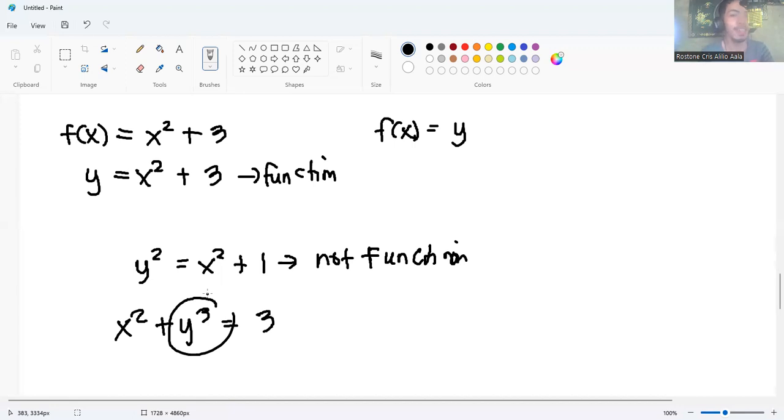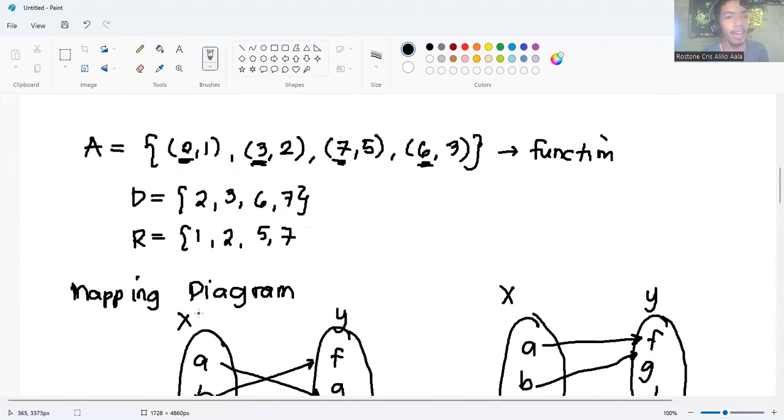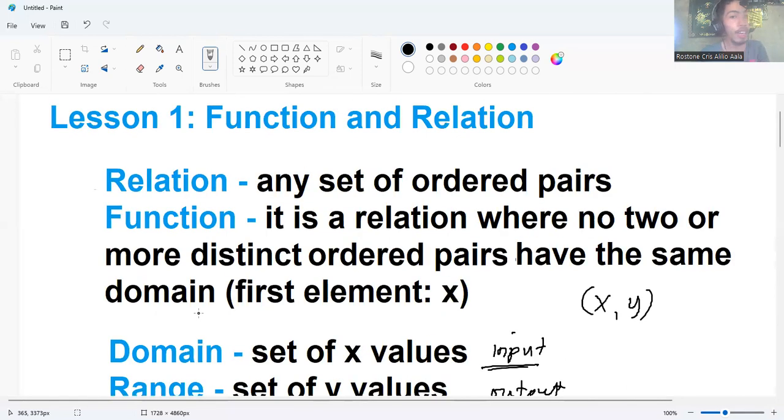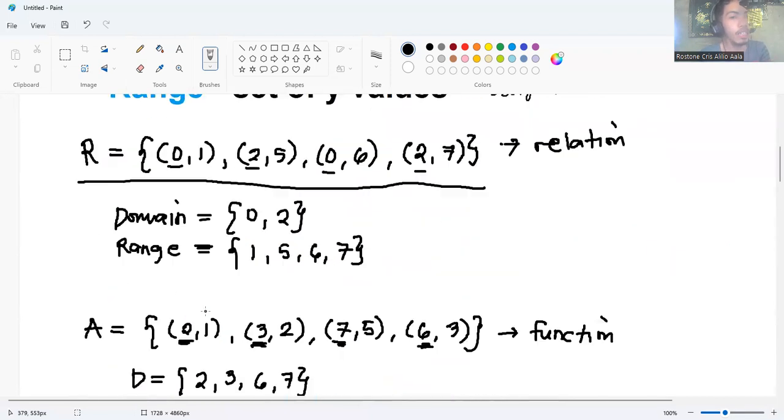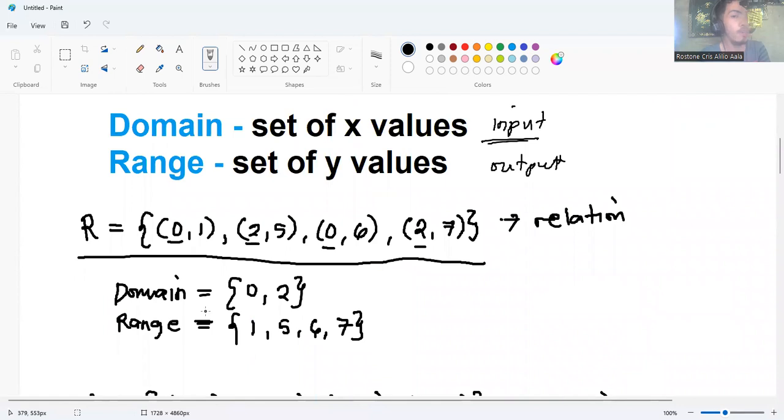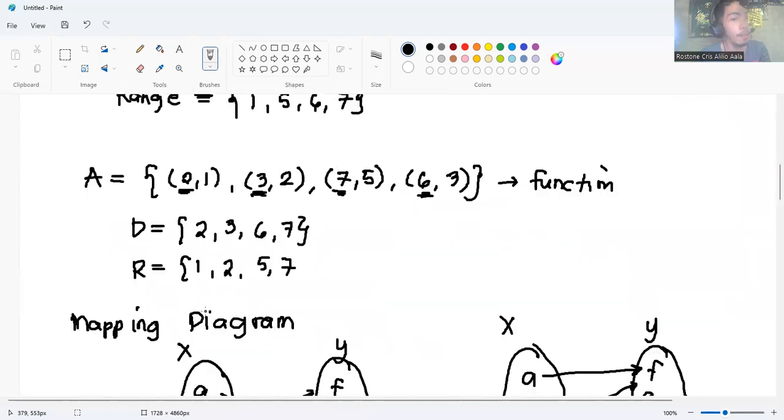So let's have a recap. So pag sinabi nating relation, it is any set of ordered pairs. Okay? And kapag sinabi natin na function, ito naman ay set of ordered pairs, a relation where no two or more distinct ordered pairs have the same first element. So bawal daw maulit yung first element na f, which is yung tinatawag natin na domain or yung input. So, sa pag-alam ng domain, kinokollect lang natin yung mga first element. Sa pag-alam ng range, kinokollect lang natin yung mga second element. So, function siya kapag walang naulit.